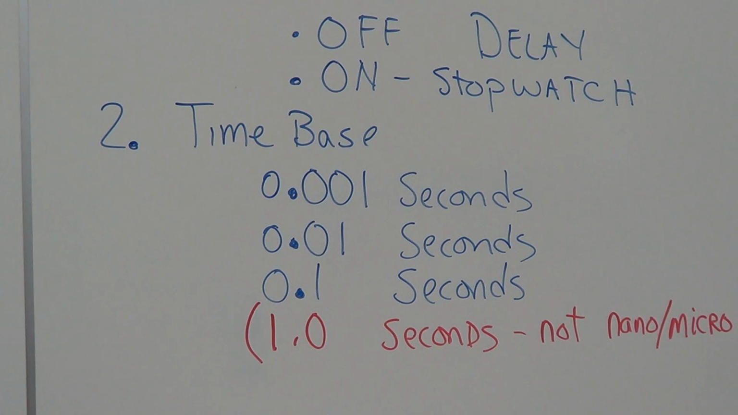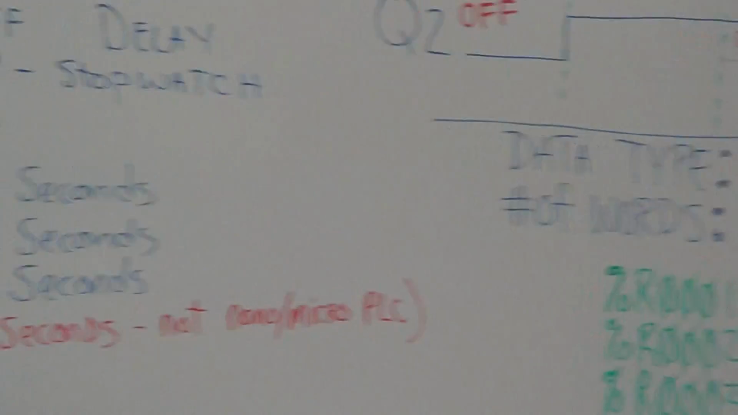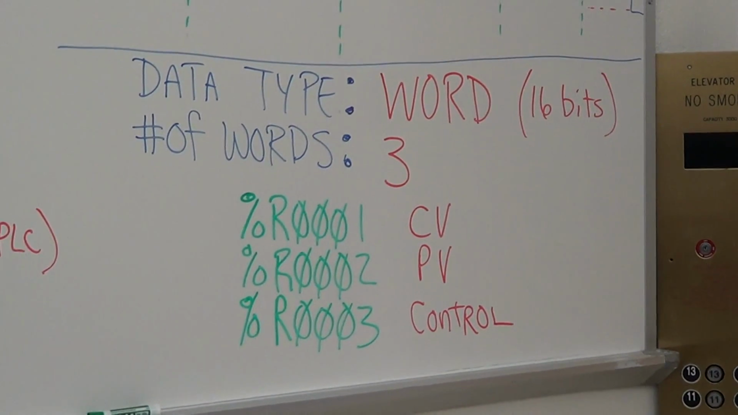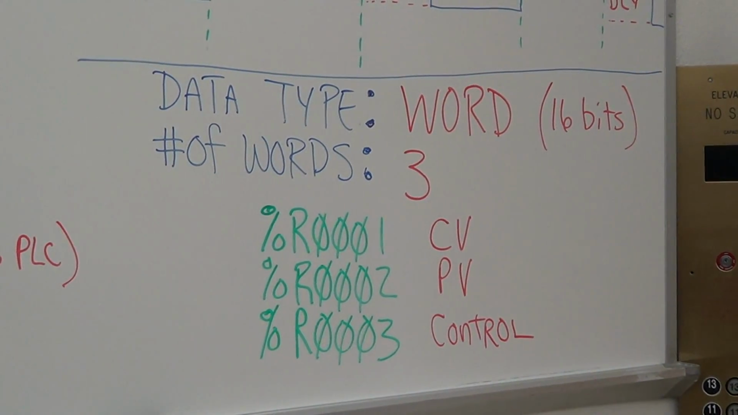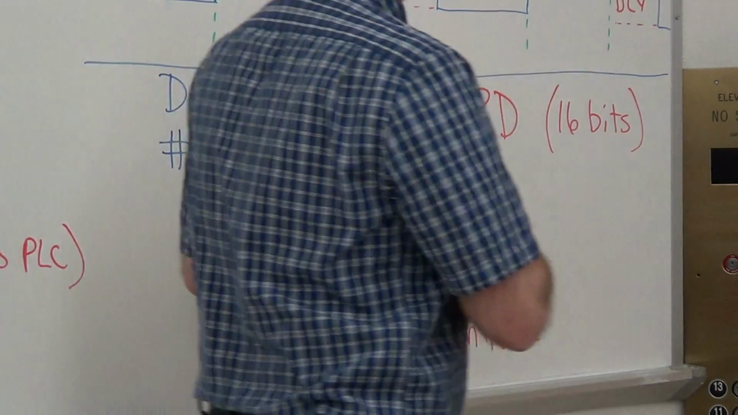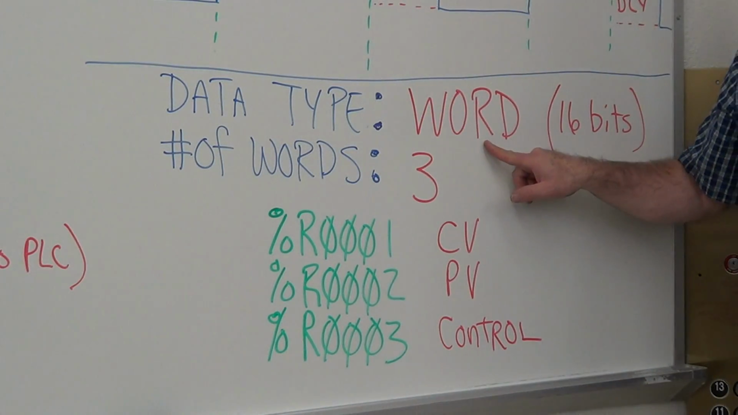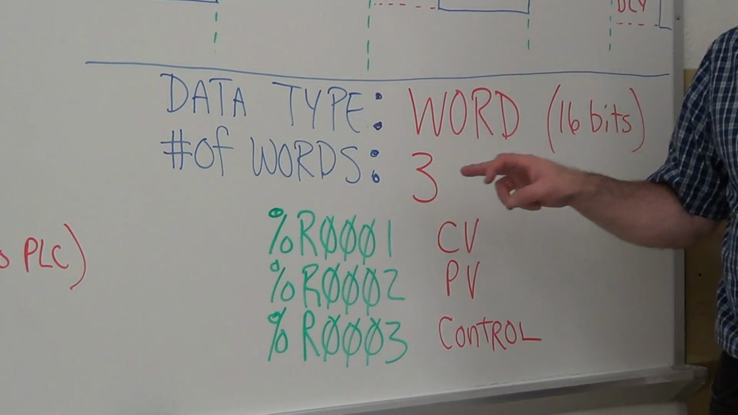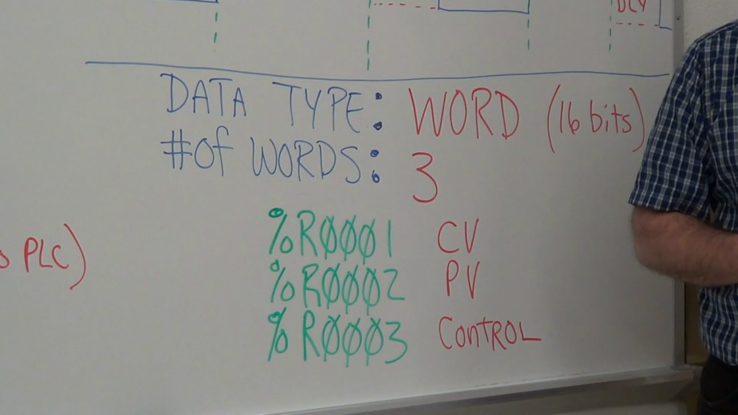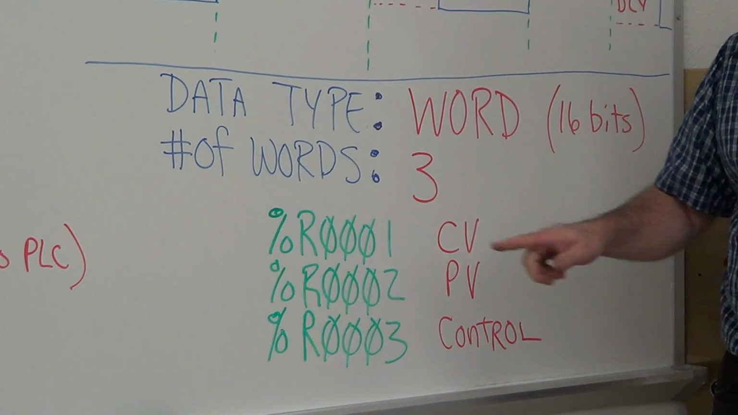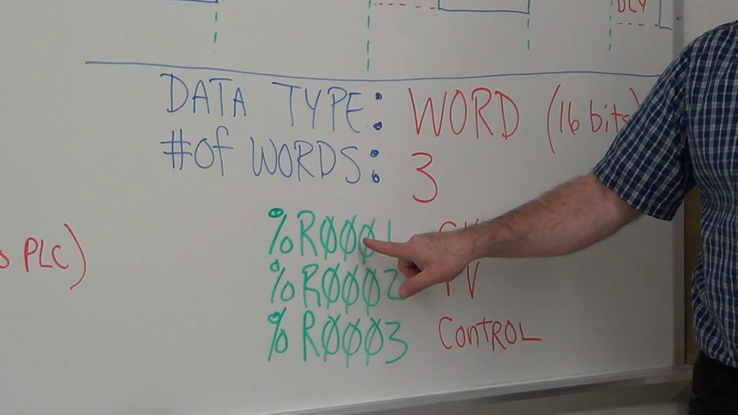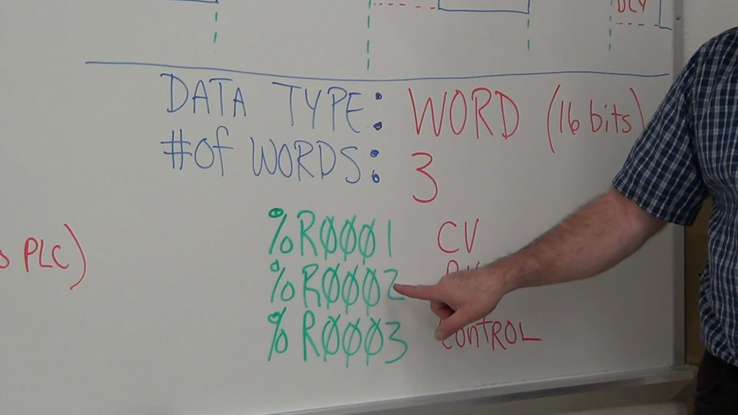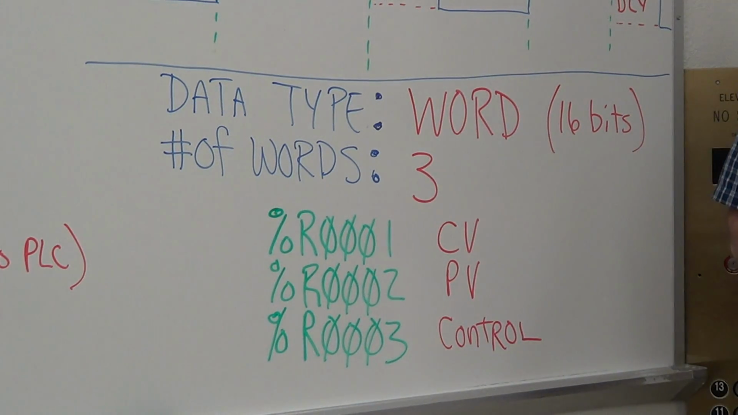Now, you're going to need to define variables for each timer you use. Okay? We come down here. You're going to create a new variable with a data type of word, which is 16-bit. And you're going to define 3 words per timer, and you'll address it at the starting point, register 1, register 2, register 3.